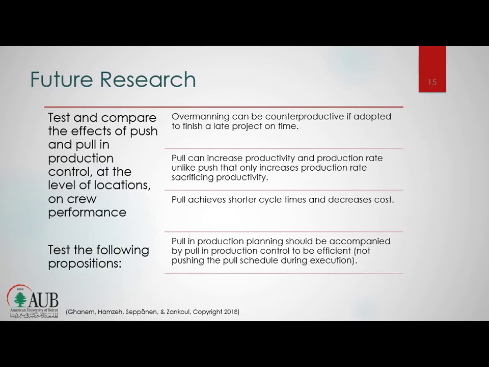Okay, so after shedding light on this problem and this gap, which is the effect of different techniques, push and pull, at the level of locations, we can suggest how future research can address this gap. So we can test and compare the effects of push and pull on production control and construction logistics at the level of locations again, and test the following propositions. Overmanning, which is usually used in push techniques, could be counterproductive if adapted to finish a project that is not on time. Pull can increase productivity and production rate.